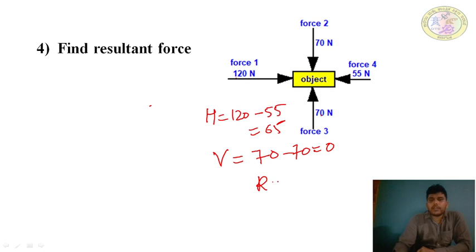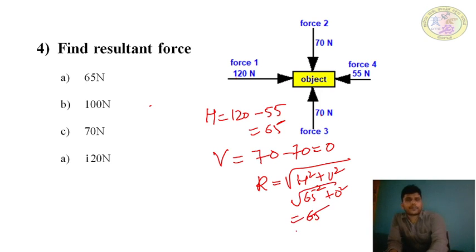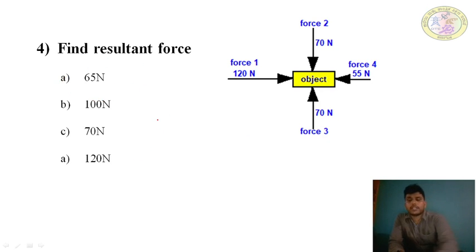Resultant, if we calculate directly, is the square root of H square plus V square. H is 65 square, V is 0 square. Then 65 is the resultant force. Let us see. Yeah, 65 is the answer.